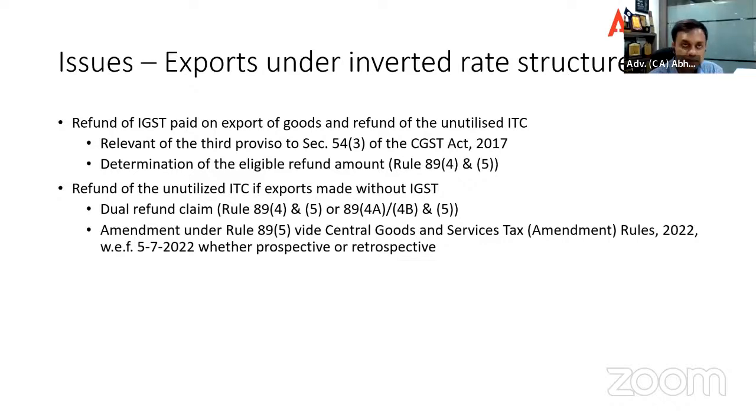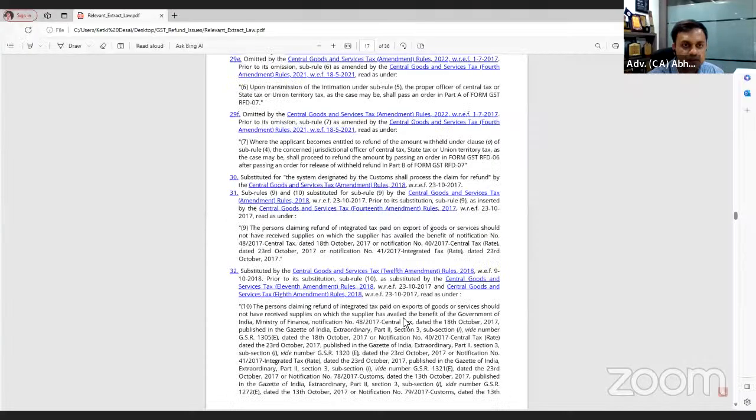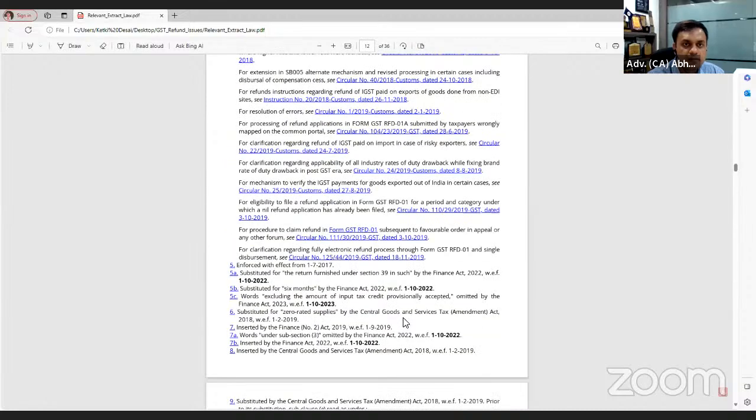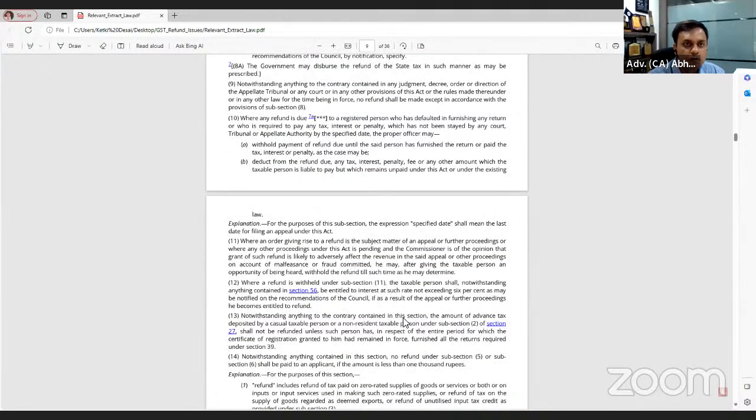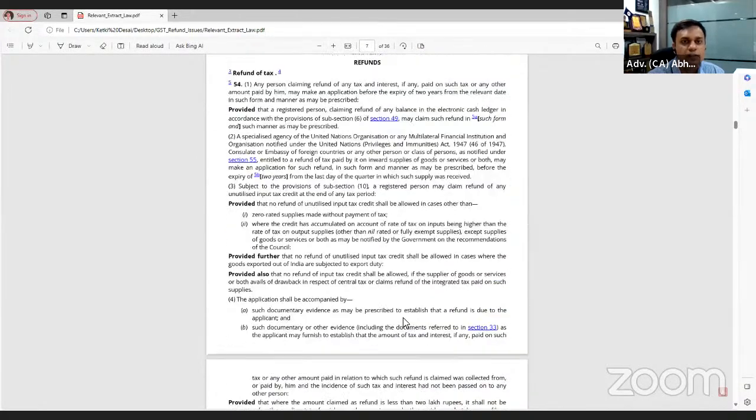The department, the revenue, is disputing the claims. The department is relying on the third proviso to section 54(3). Now, what does the proviso say? If I take you to the provisions of the CGST Act, the third proviso to this particular subsection says that no refund of ITC shall be allowed if the supplier of goods or services avails drawback in respect of central tax or claims the refund of IGST paid on such supply.